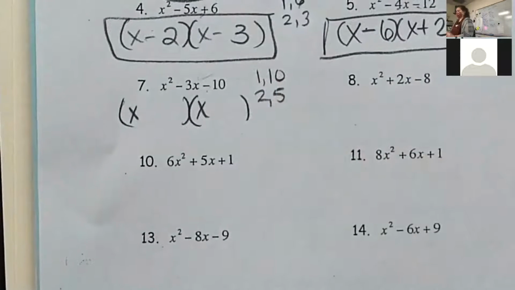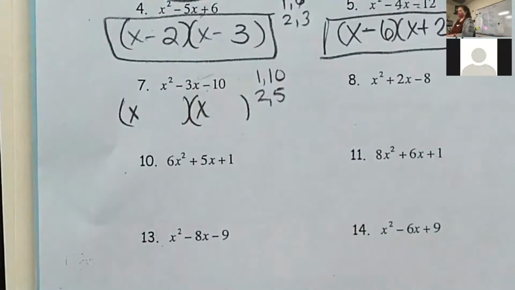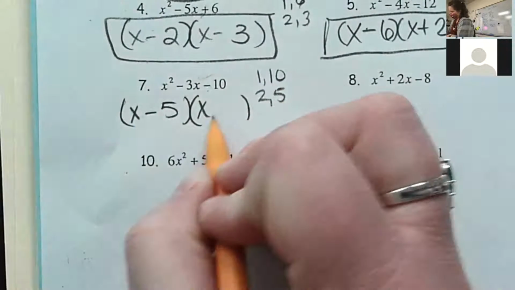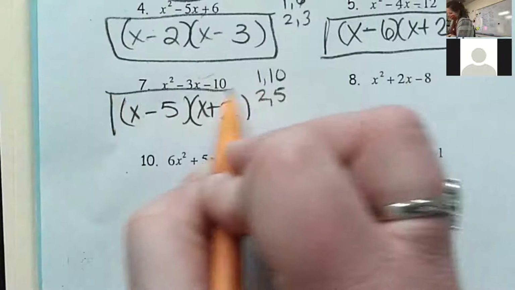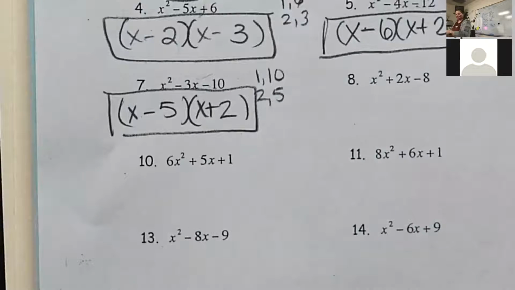5. 2 and 5, right? And which one needs to be negative if I want a negative 3? The 5. So I'm going to put a negative 5 and a positive 2. Okay, you're going to do 8 and 9 on your own. Let's skip down to number 10.